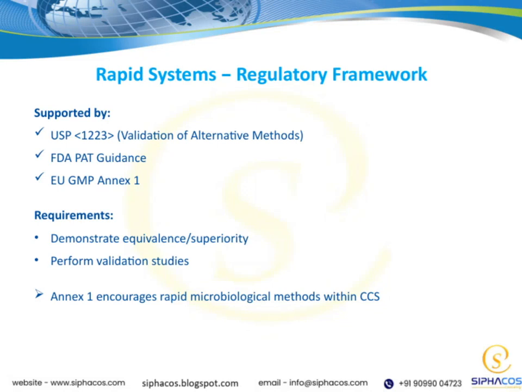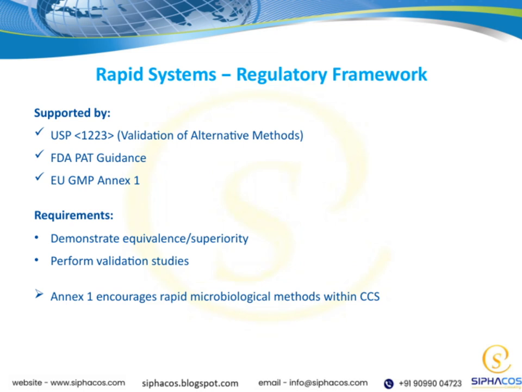Now, let's look at the regulatory framework that supports rapid systems. First, we have USP 1223, which focuses on the validation of alternative methods. This provides a solid foundation for demonstrating that these new approaches are reliable and fit for purpose. Then, there's the FDA PAT guidance, which specifically addresses process analytical technology and encourages innovative, real-time monitoring solutions. And of course, the EU GMP Annex 1, which sets the standards for sterile manufacturing and actively promotes the adoption of rapid microbiological methods. So, what are the key requirements here?